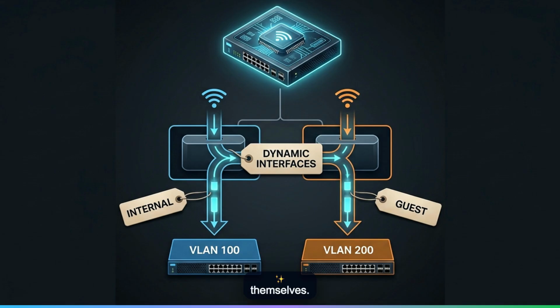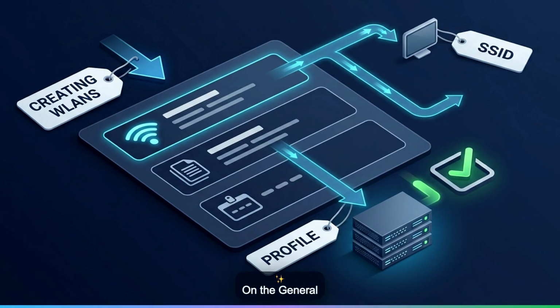Now the WLANs themselves. Under the WLANs tab, create new. 3 identifiers: the SSID clients see, the profile name for the WLC, and a unique numeric ID. On the General tab, check the status box to enable it, and select the correct dynamic interface. This is where the internal WLAN connects to the internal interface on VLAN 100. If you skip enabling the status checkbox, the WLAN exists, but no client can connect to it.